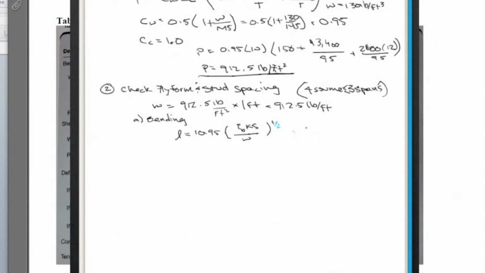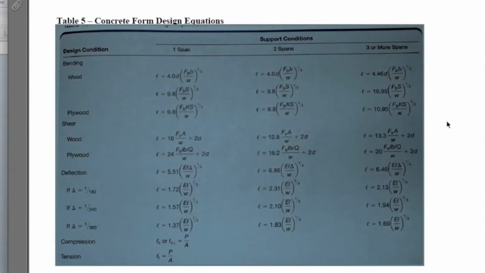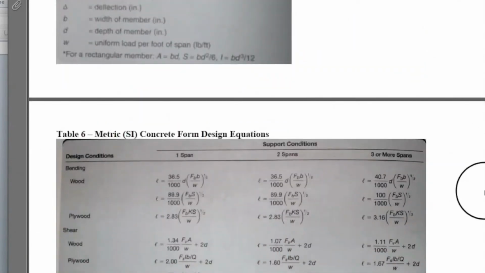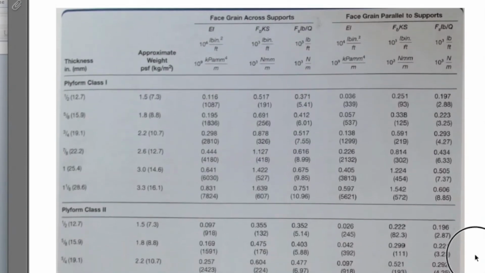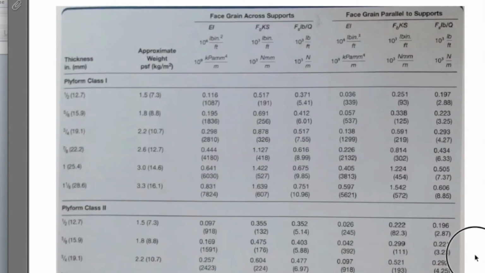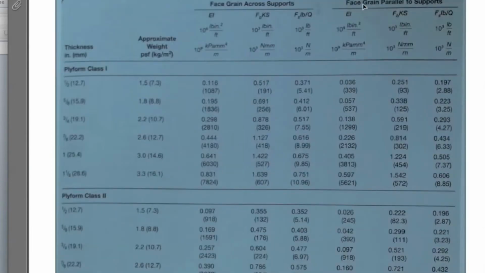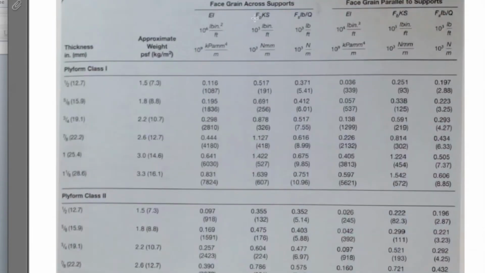Okay. So what is this FbKs? Well, that also comes from a table, and I'll show you that table here. FbKs is in our section properties of plywood table. So FbKs for face grain parallel to support or face grain across supports. In this case it's face grain across the supports. We're using 7/8 plyform class 1. So you come over, FbKs is 1.127 times 10 to the 3. Don't forget to add these 10 to the 6, 10 to the 3, 10 to the 3. That'll come in handy later.